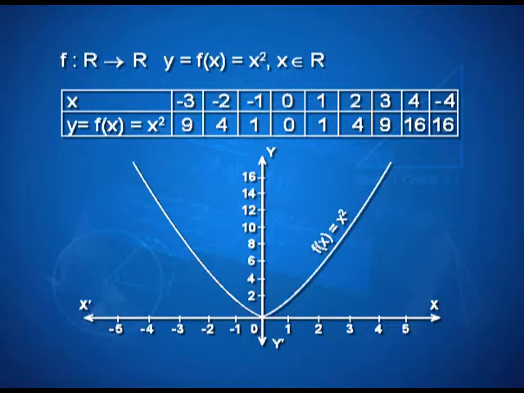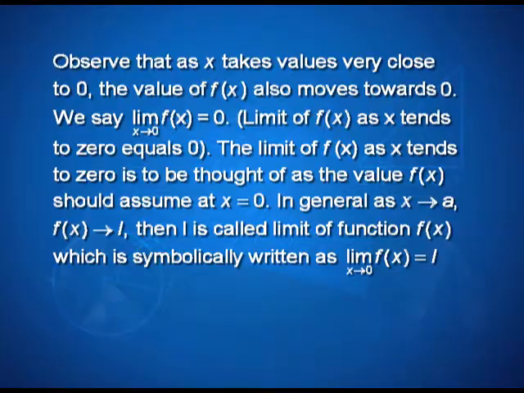On the graph you can see how the graph of f of x is equal to x square looks. This is your x axis and this is the y axis. Now we observe that as x takes values very close to 0, the value of f of x also moves towards 0. We say the limit of f of x as x tends to 0 is equal to 0. The limit of f of x as x tends to 0 is to be thought of as the value f of x should assume at x is equal to 0.